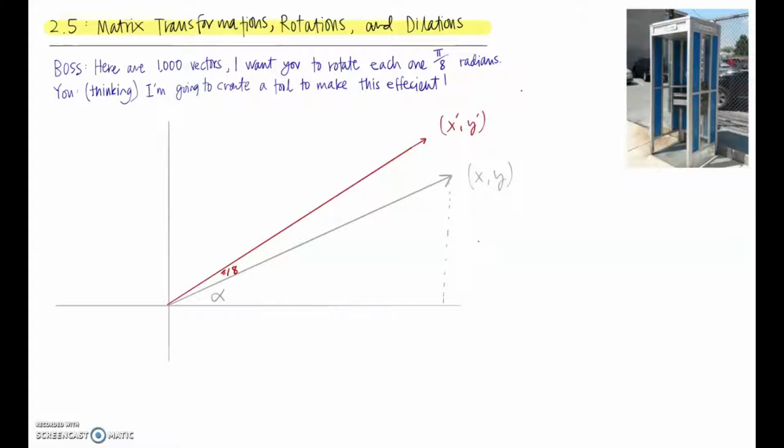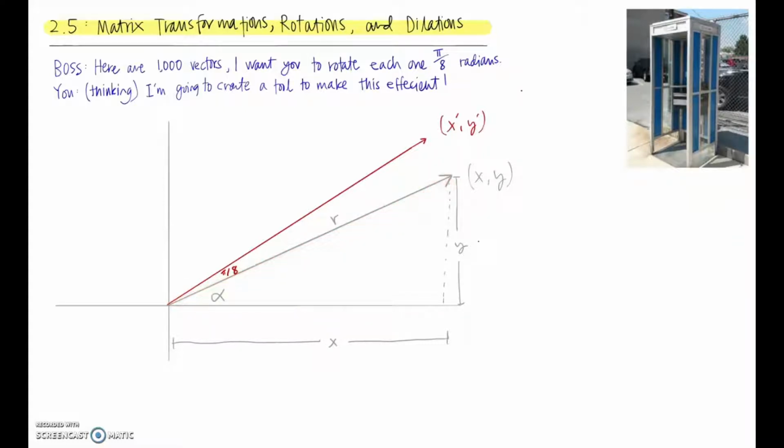And so my first question is, do we know this length right here? We should. It's just the x-coordinate. So from there to there is x. And then from here to here, this length is going to be y, because that's the y-coordinate. We're going to call the length of the vector r. So that's just from the origin to the very tip, the length of that vector.